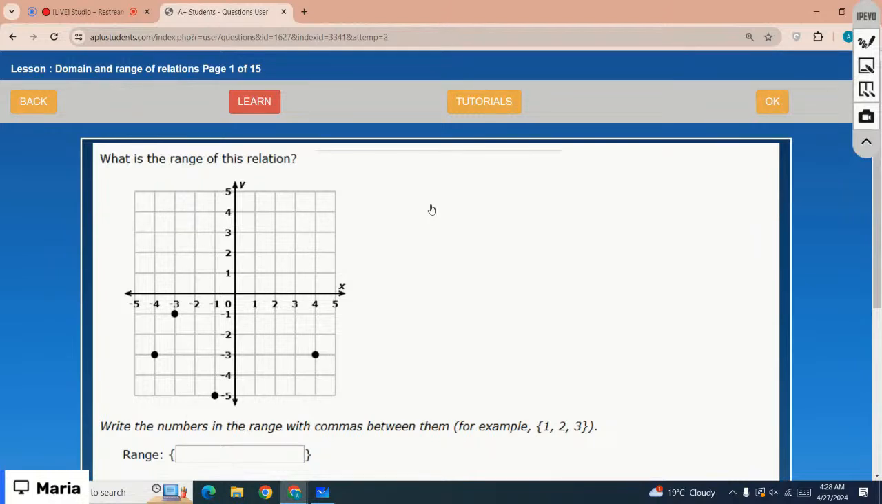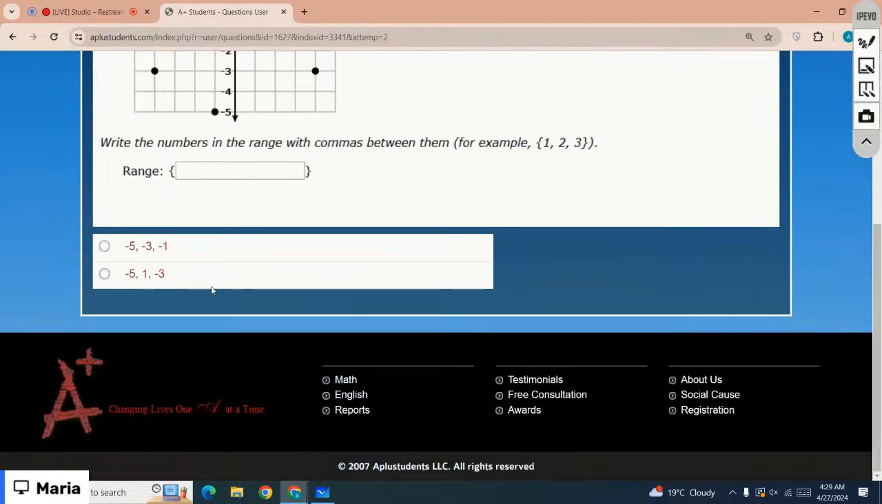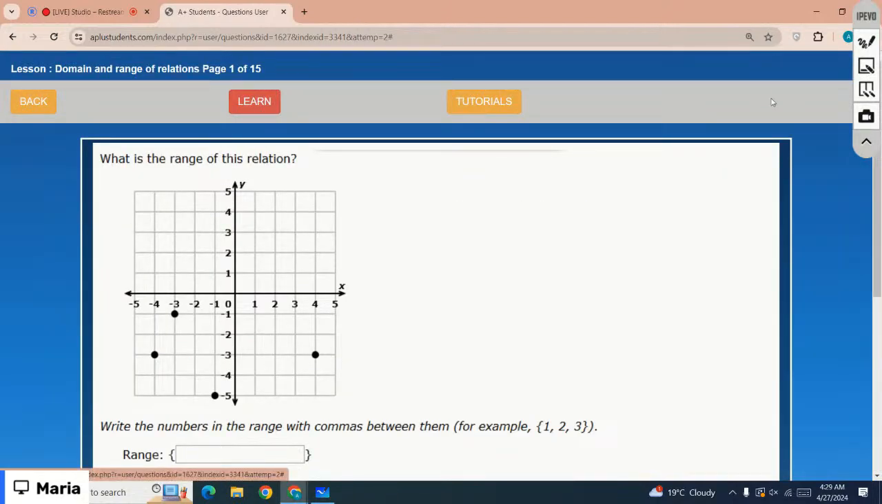What is the range of the function? The range is all the y values of a function, right? So which is the correct option? That is -1, -3, and -5. Option number 1 is the correct option. -5, -3, and -1 is the correct option.